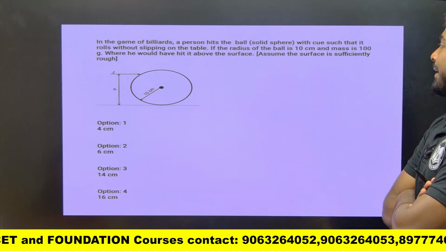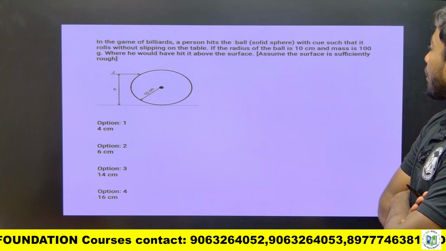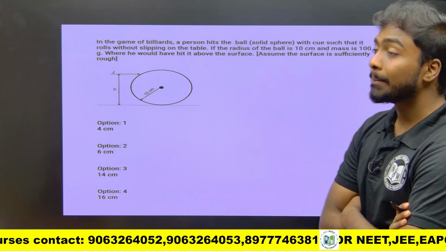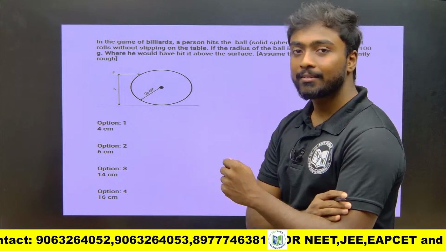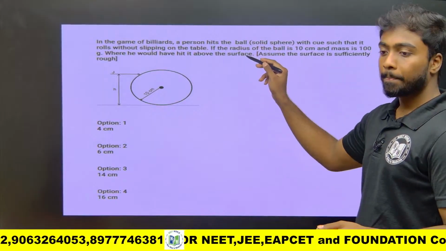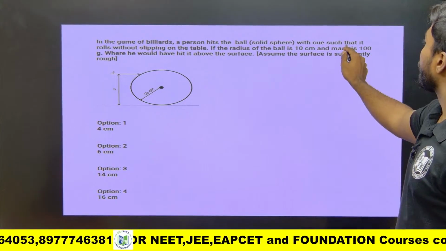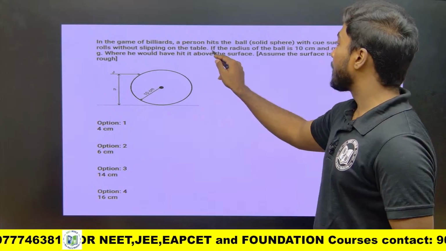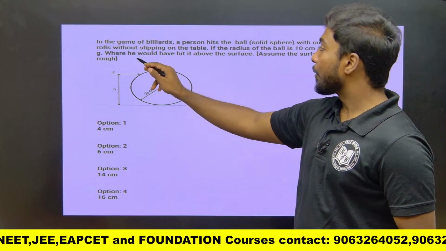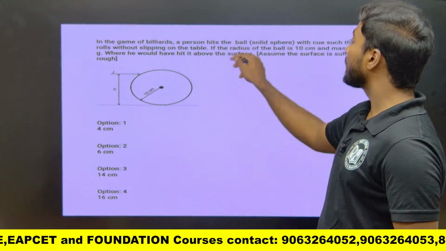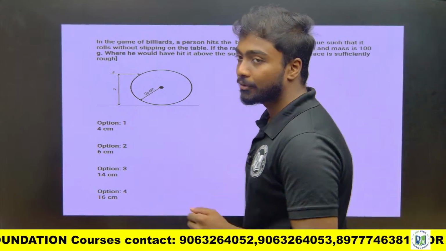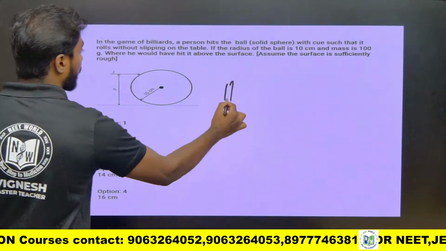In a game of billiards, a person hits the ball with a cue such that it rolls without slipping on the table. Like billiards, by using the stick, he is hitting the ball. If the radius of the ball is 10 centimeters and the mass is 100 grams, where would he have to hit it above the surface? Assume the surface is sufficiently rough. Take this question as homework and try it.